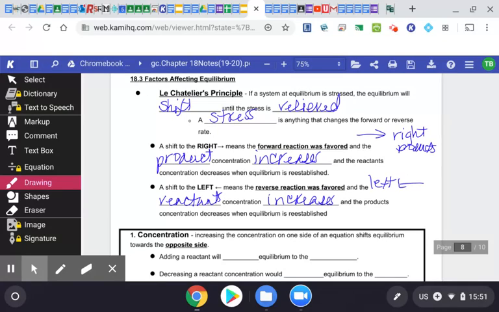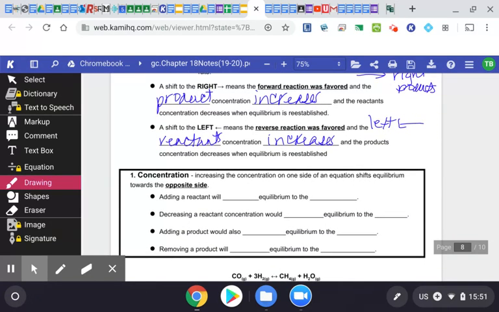So there are 3 stresses that affect equilibrium. One of them is manipulating concentration. So the statement here says, increasing the concentration on one side of an equation shifts equilibrium towards the opposite side. So if I increase a substance concentration, it's going to shift to the opposite direction. That's a really, really, really important concept.